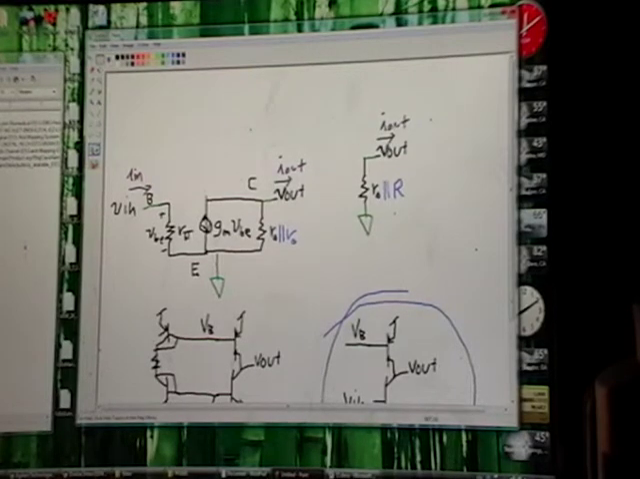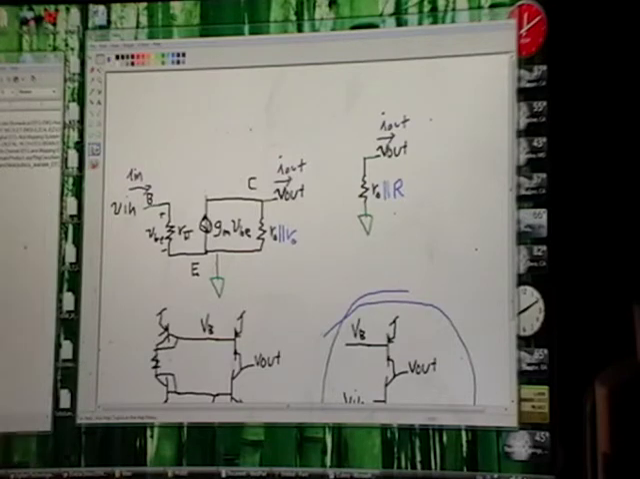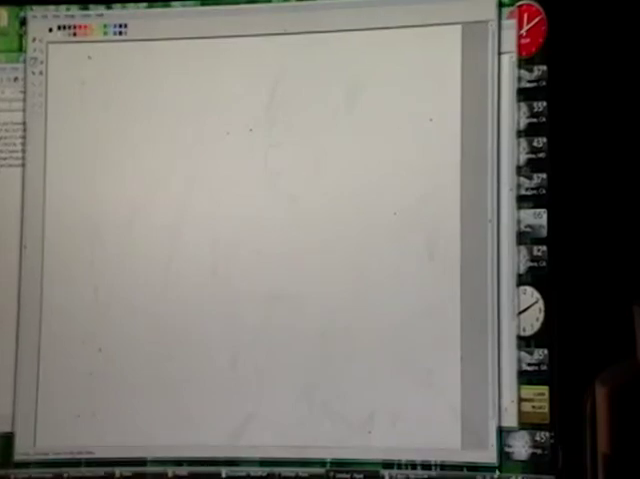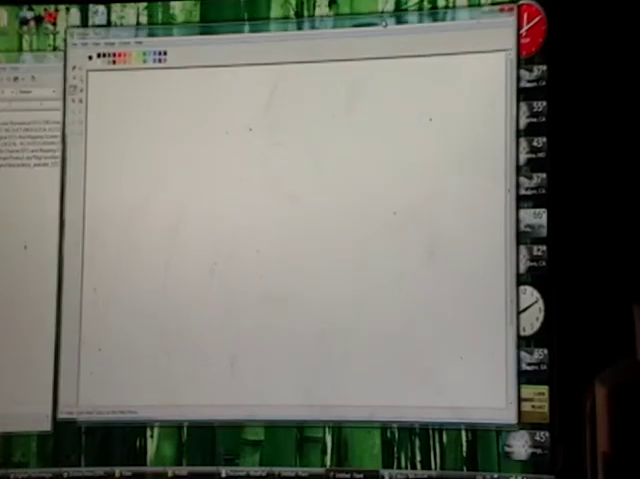Okay, so this is part 2. This is going to be on an emitter follower. The emitter follower is a stage that doesn't have gain. Well, it has a gain of 1, I should say. And it has a couple of jobs that it can do.